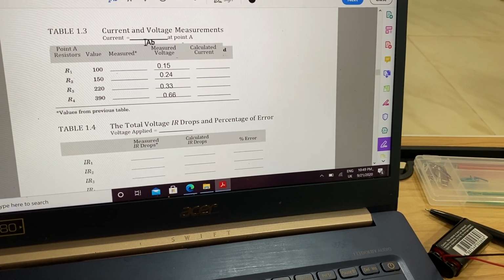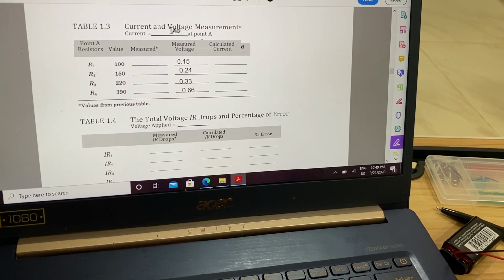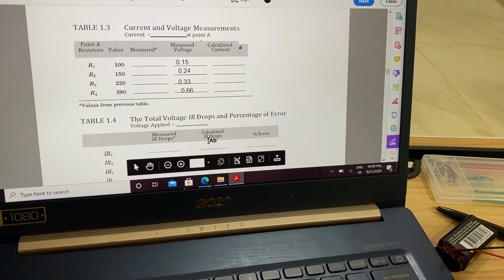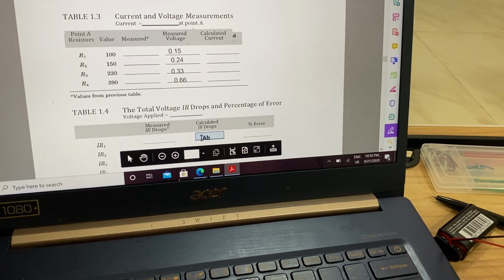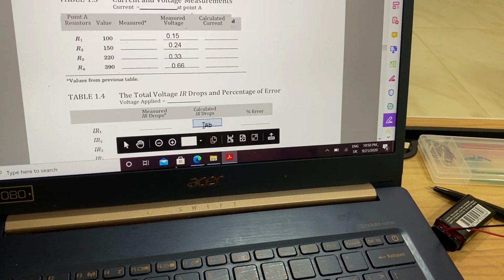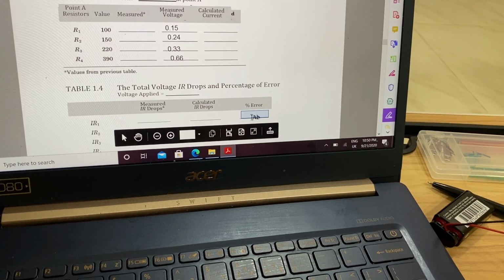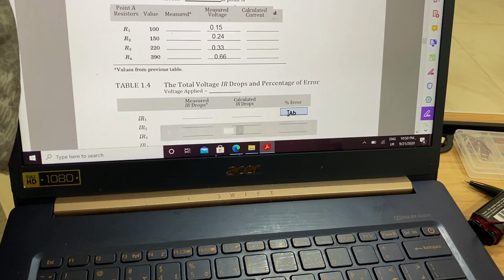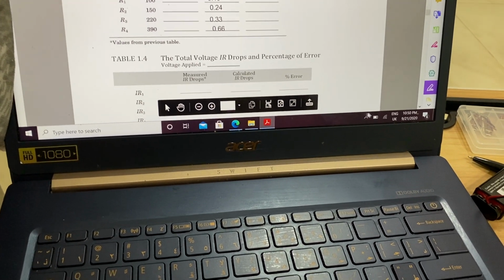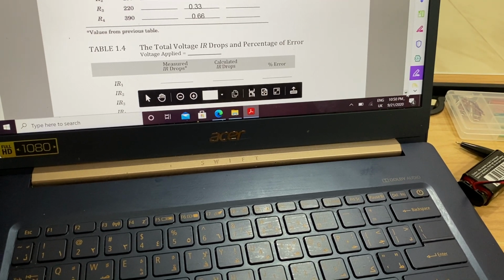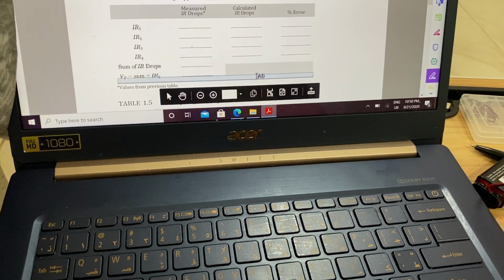So the total current measured here, I multiply by each resistance. So what is the first resistance value, and then I will put the results here, and here I will calculate the percentage error and find out how much the percentage error is between the calculated value and the measured value, and so on with the other values. Okay, so that will be all just calculations.